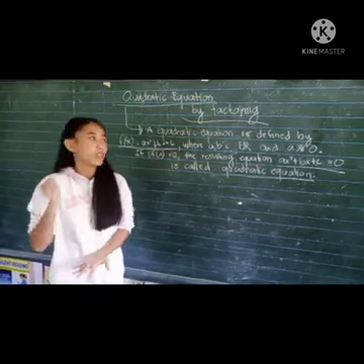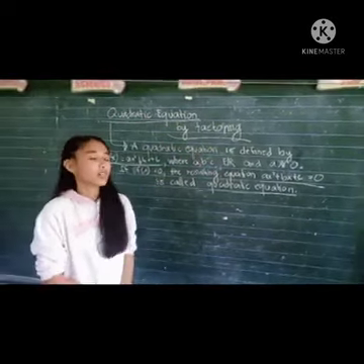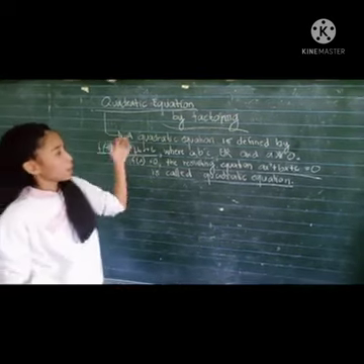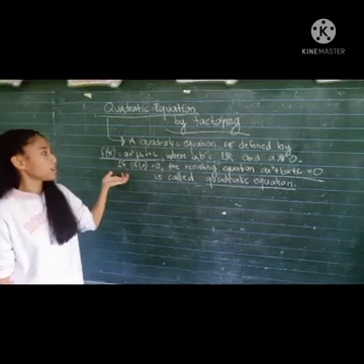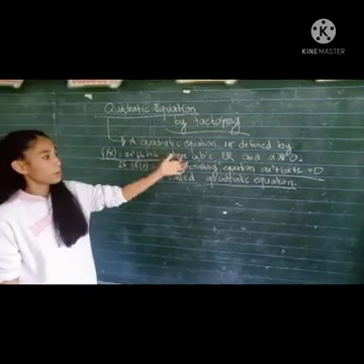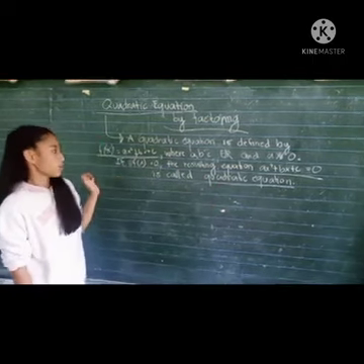Good morning everyone. Today I will tackle quadratic equations by factoring. So what is a quadratic equation? A quadratic equation is defined by f(x) = ax squared plus bx plus c, where a, b, and c are elements of the real numbers and a is not equal to 0.